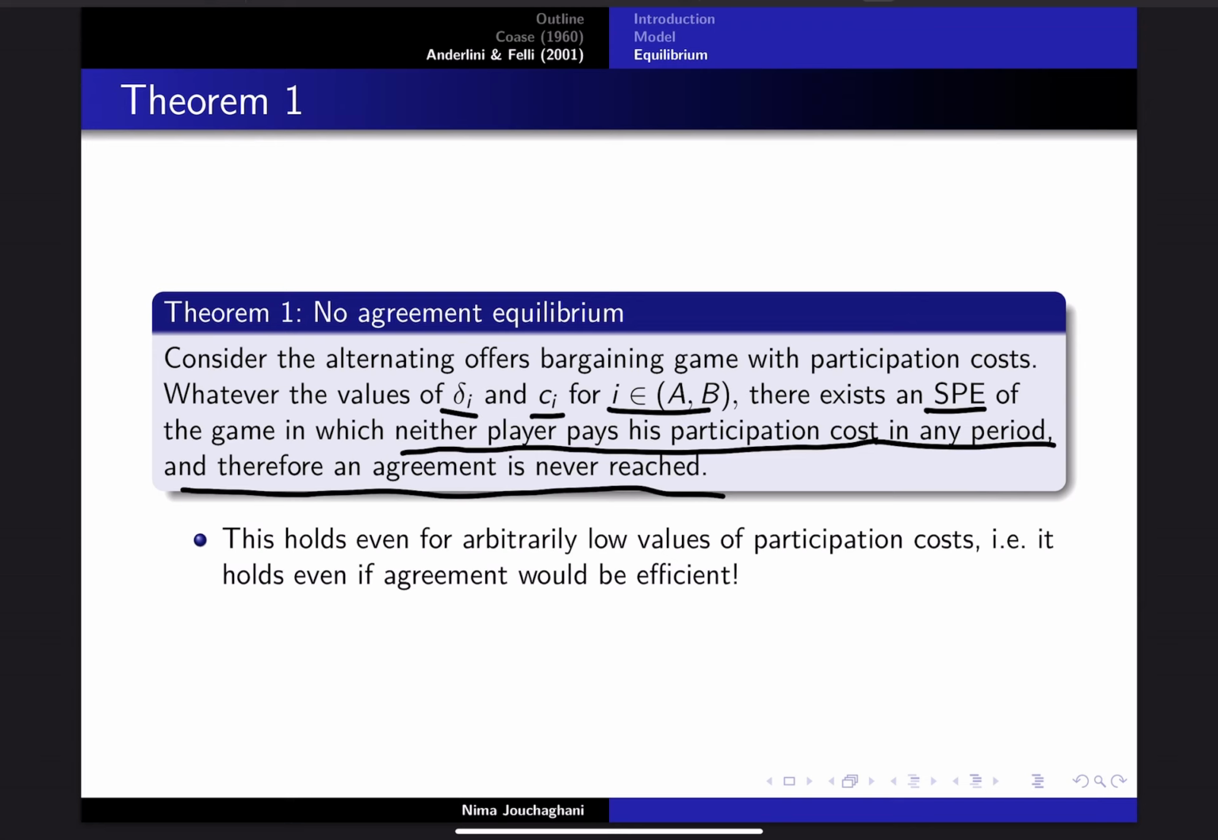Independent of whether we will see in the next slide that there are other equilibria, we always have this no agreement equilibrium being there. So we cannot rule it out. And the interesting thing is that it holds for arbitrarily low values of the participation costs. So it would hold for the tiniest amount of participation costs that you could imagine.